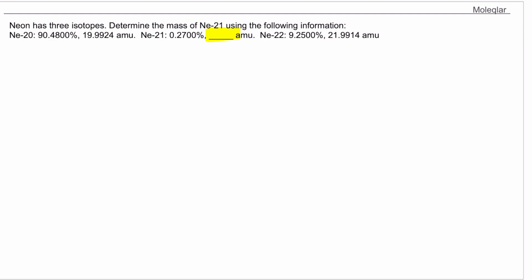All right, so we know that our equation is going to start us off. We know that our average mass is equal to the percentage of neon 20 times the mass of neon 20, plus the percentage of neon 21 times the mass of 21, plus the percentage of 22 times the mass of 22. Okay, so we have all of these together. We are going to be looking for the mass of M21, or the mass of neon 21. So I'm just going to highlight that just to draw my eye to that.